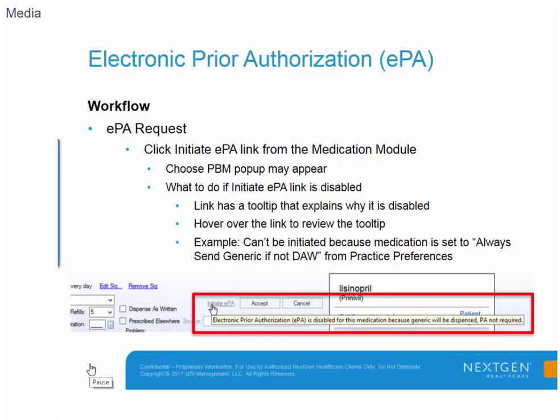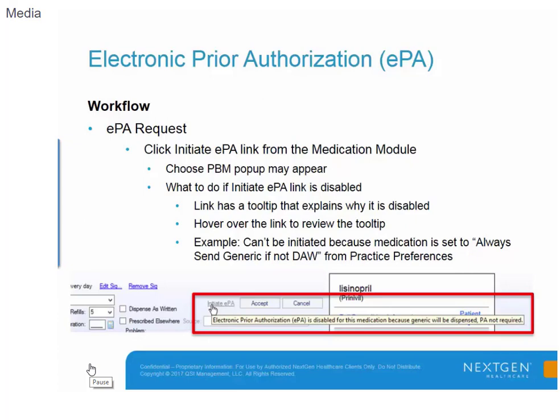And it's also possible that that Initiate EPA link might be disabled. Obviously it would be disabled if the medication doesn't need a prior authorization, but if it does need one and it's still disabled, there's a tooltip. One of the good examples of why it might be disabled is if you have the practice preference set to always send generic if not dispensed as written. That's a common practice preference setting that I see a lot of people have enabled, and that's going to cause a problem with the Initiate EPA because it's trying to send the generic medication.